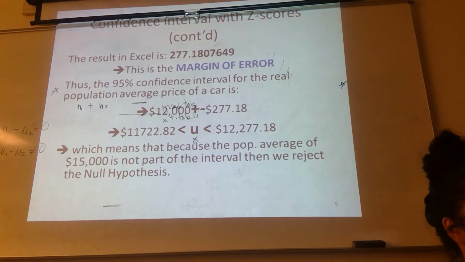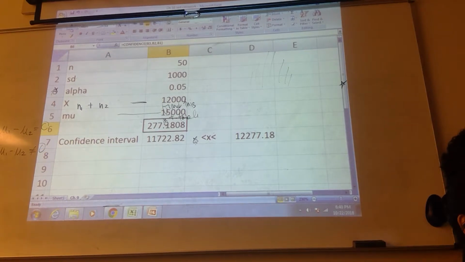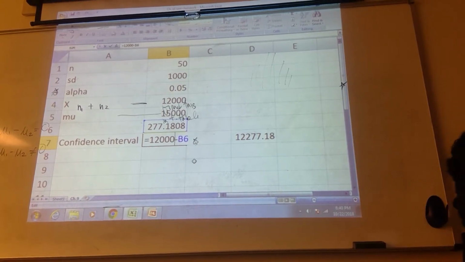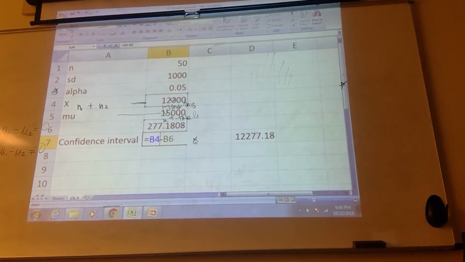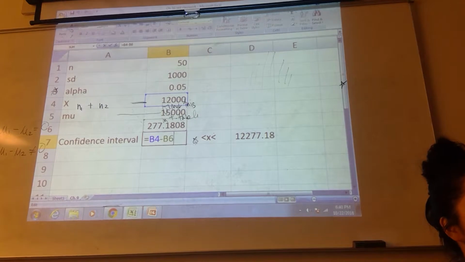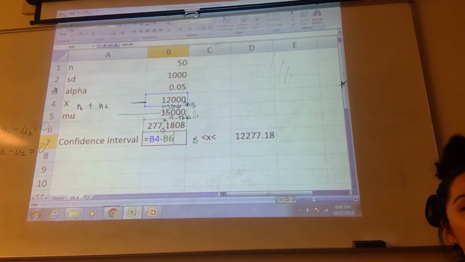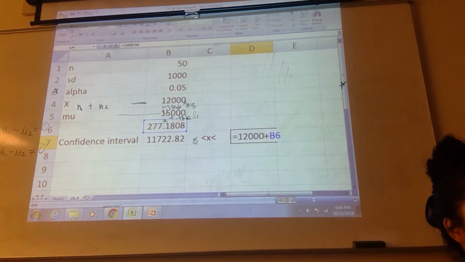Can you just go on Excel again? I'll click on the formula that you use for the confidence interval. You just wrote it down, minus B6, and over there you added B6, right? Why don't I do this? This might actually be better. And so what is it doing? It's subtracting this minus this. And let me do that here too.